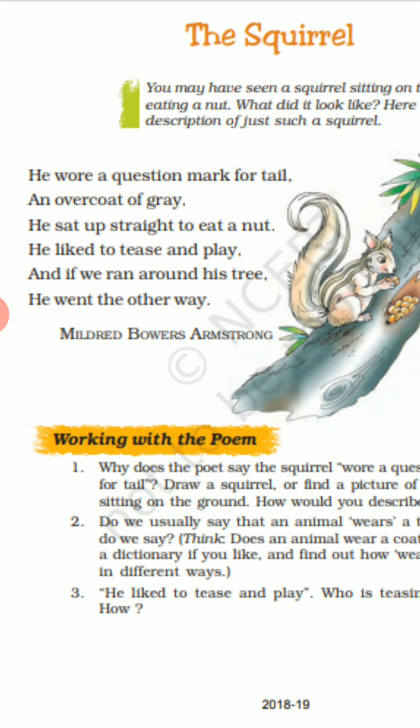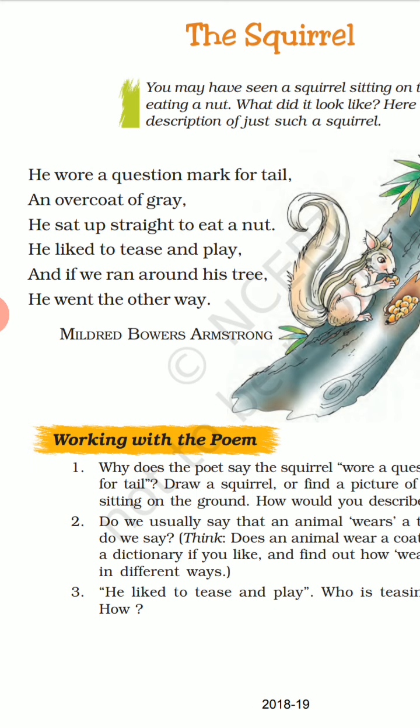Now let us see the fourth line. He liked to tease and play. He liked to tease and play. So he is the squirrel. From this line we can also understand that it talks about the action of the squirrel, which displays that this squirrel is naughty. It displays its naughtiness and its beautiful nature. The squirrel is very naughty. So the squirrel likes to tease and also to play.